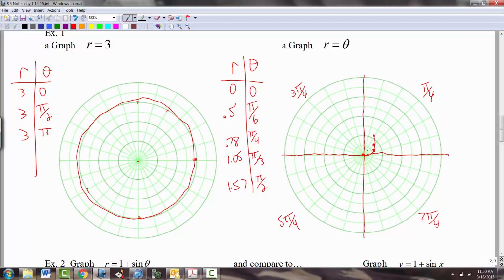What's pi over 2? 1.57. All right, so pi over 2, 1.57. And then let's skip all the way to pi to just get this over. What's pi? It's 3.14. So as these angles go bigger, this spirals out. And then it just keeps going and going and going.